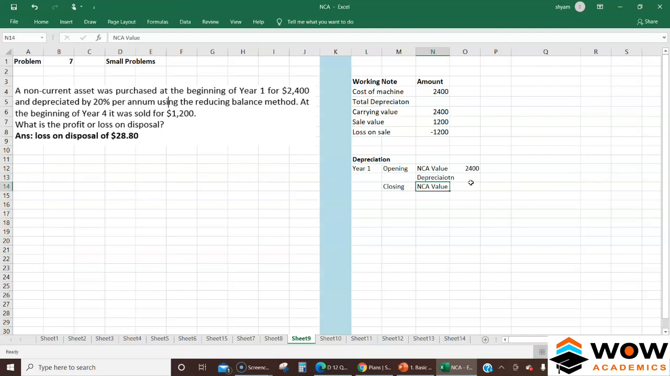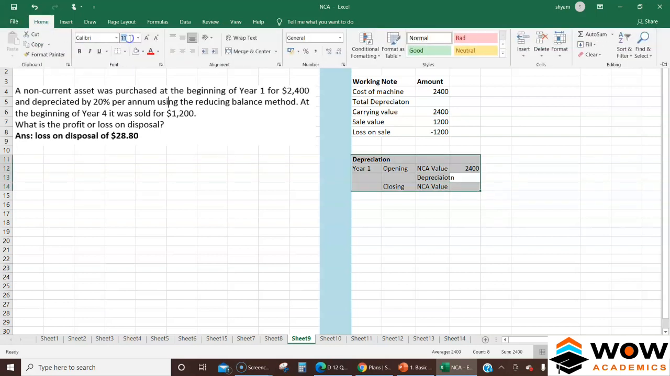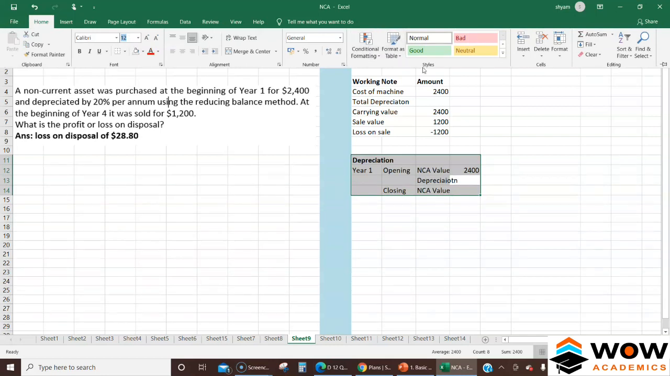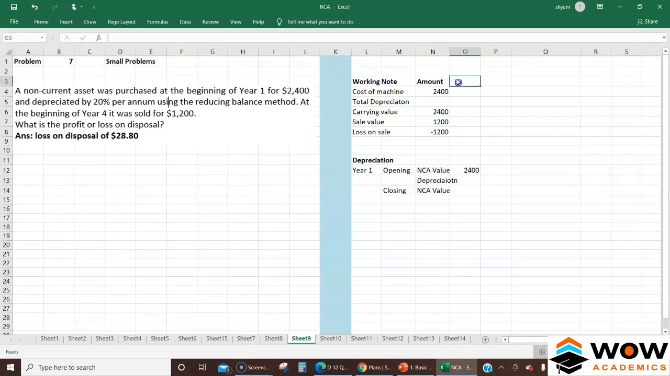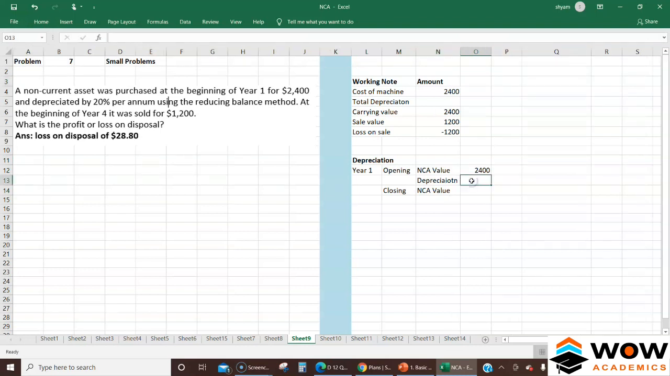So depreciation, if you take, it would be 20% of the opening number. Okay, 20% of the opening number. So this is the depreciation, and this is the closing value. So opening value minus this number. Okay, see, we have to do the same thing again and again.